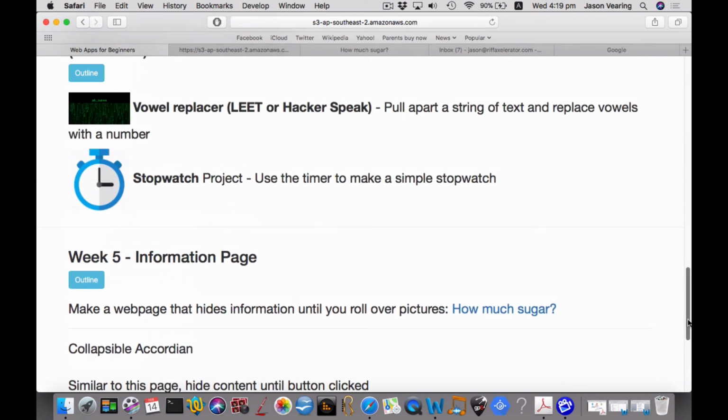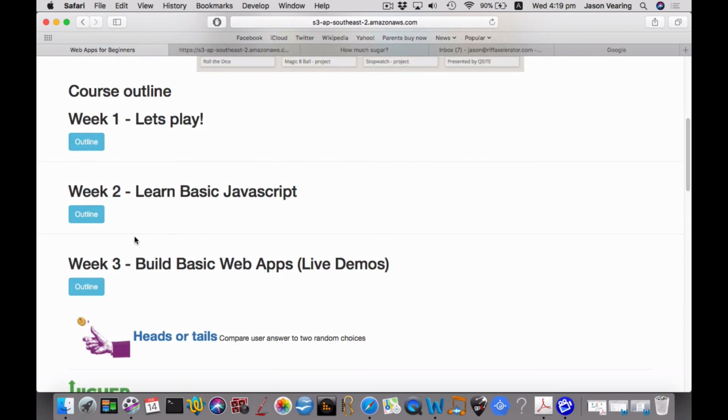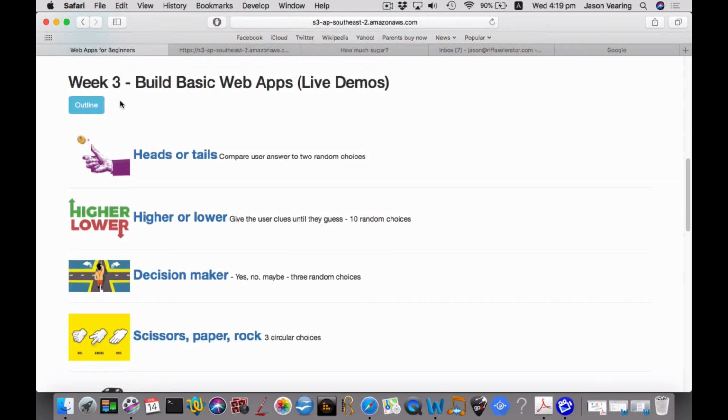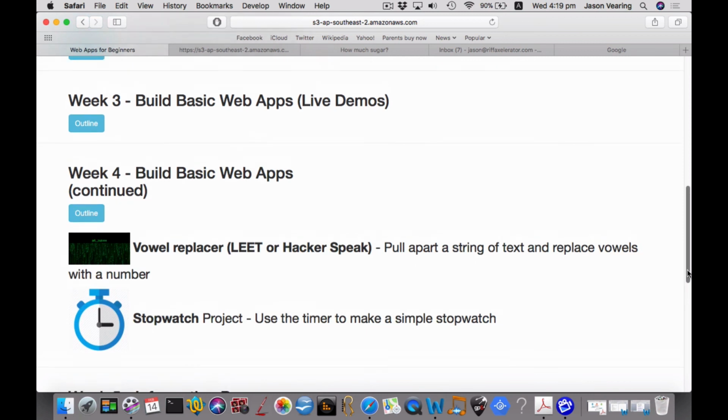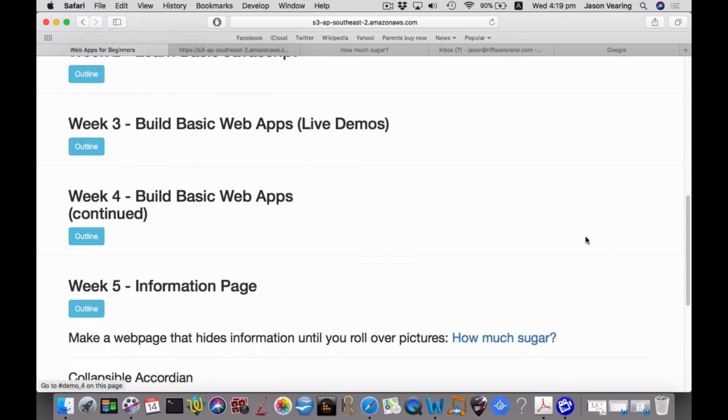And the collapsible accordion is very useful. This is for a website where you've got a whole lot of information, and it's not all that difficult. That's a very handy feature of JavaScript, and for projects.